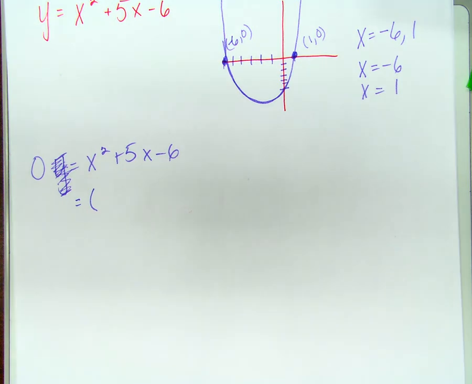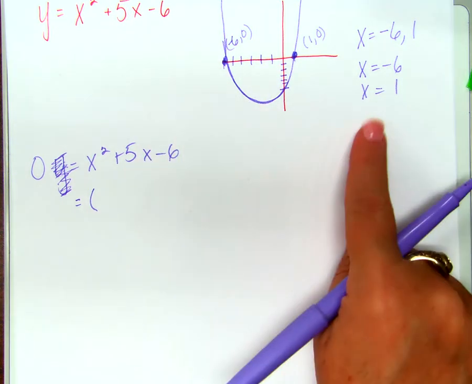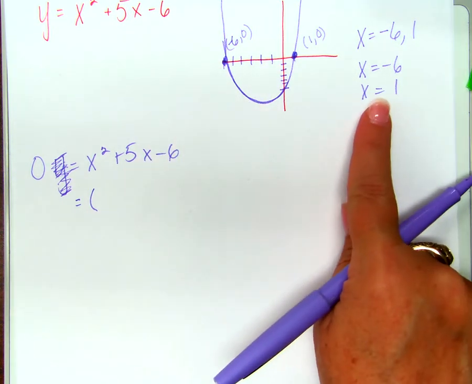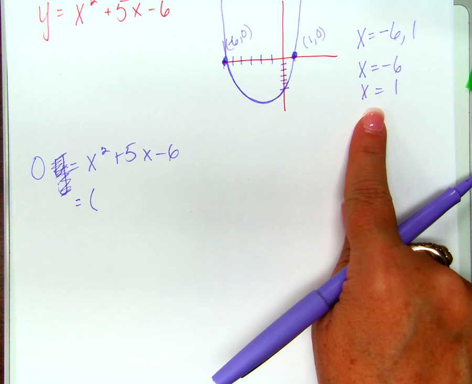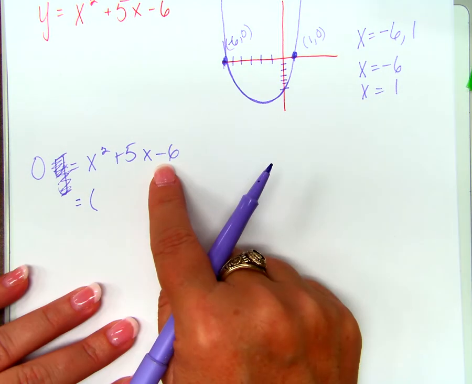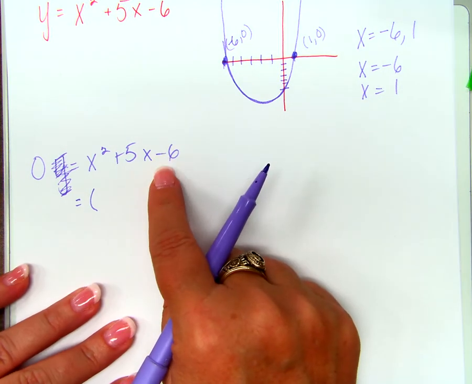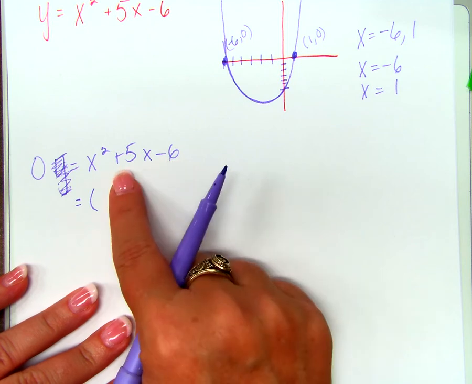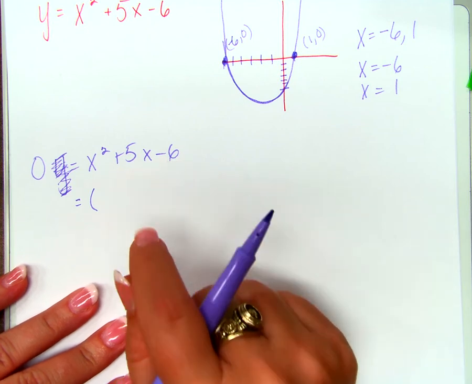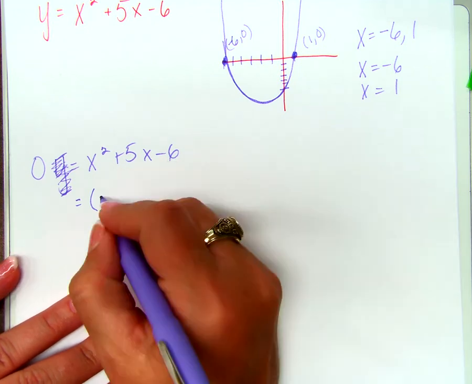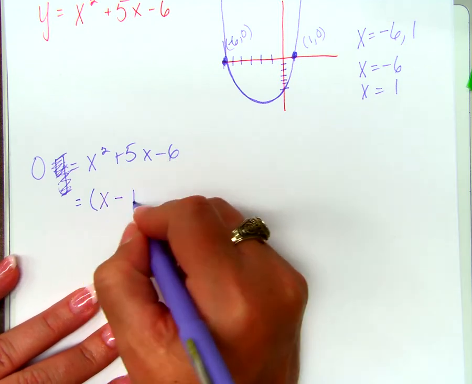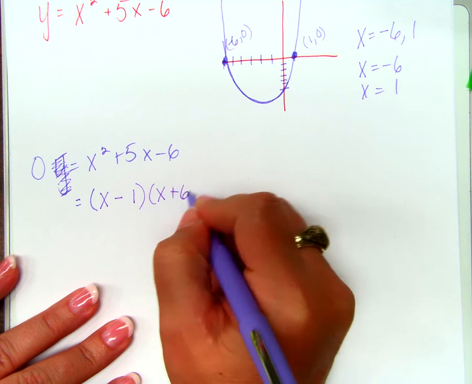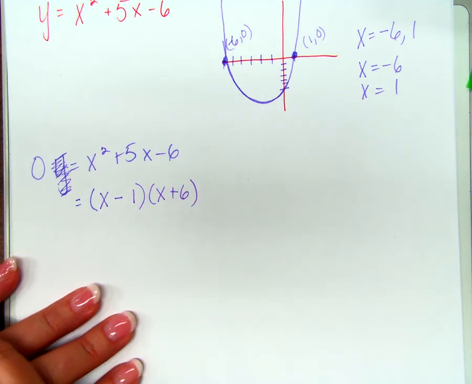Let me remind you that we just did this exact problem, and negative 1 and 6 were the answers that we got. Listen to me. I want you to tell me what multiplies to be negative 6 and adds to be positive 5. Negative 1 and 6. That doesn't have anything to do with 2 and 3.